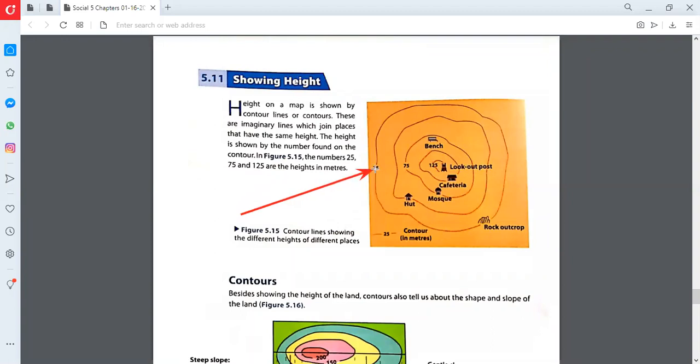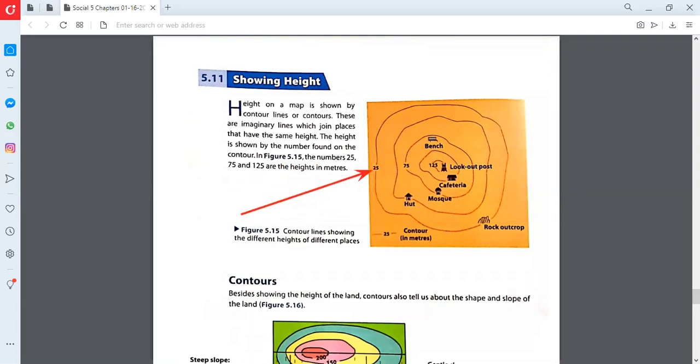They are saying it's 25 meters high. It is 75 meters high. Then it is 125 meters high. So they look like a hill, a kind of hill thing on which there are different things. So they are showing the numbers 25, 75, and 125. The numbers 25, 75, and 125 are the heights.